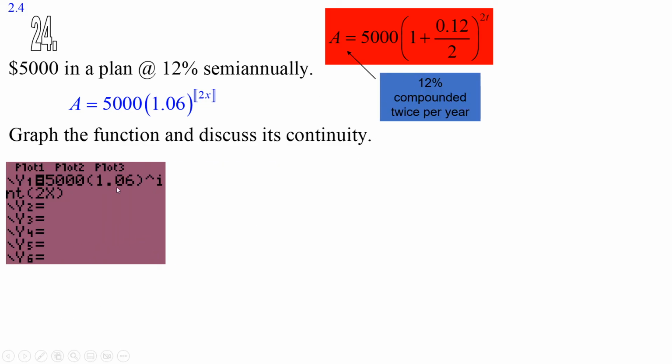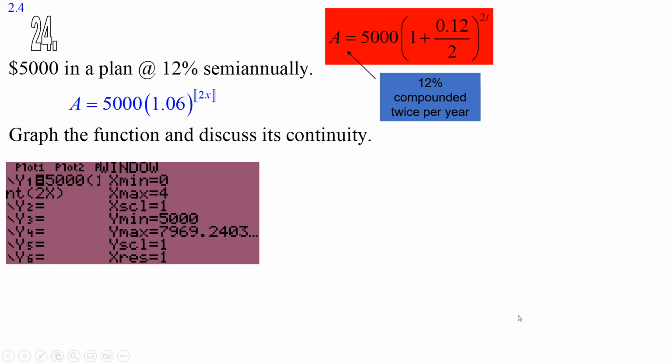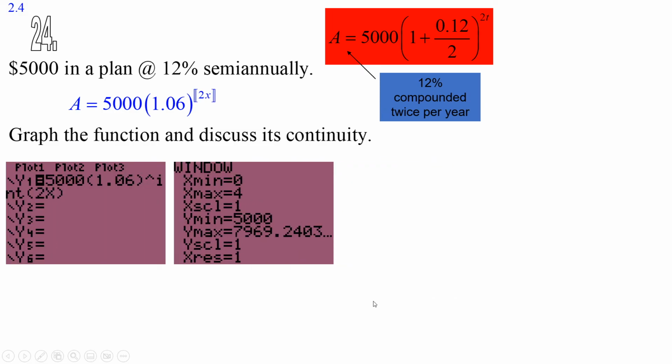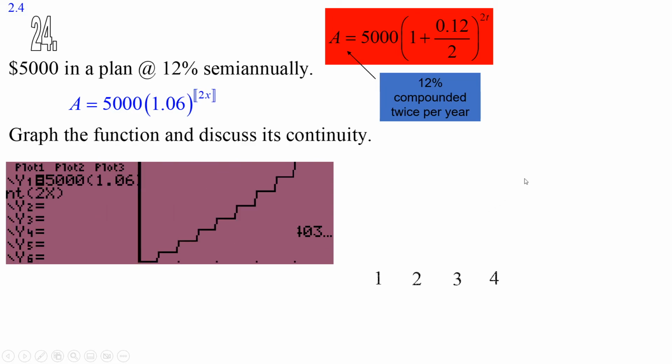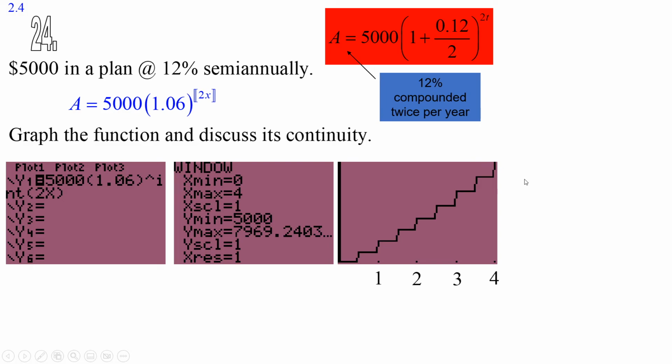So I put it in using my greatest integer function. That's that math 5, remember? So 5,000 times 1.06 to the integer part of 2 times x. Okay? And looks like I did a window 0 to 4, and then I probably did a zoom fit to get this part. And there's my graph right there.